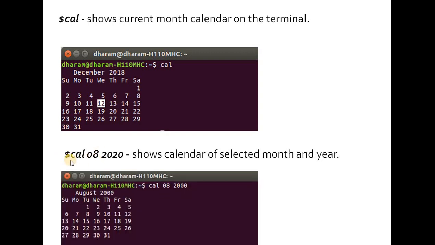Second example, cal, and here I have specified two arguments, month and year. So it will show the calendar of the selected month and year. So cal at the bash prompt 08 2000. So this will display the calendar for the year 2000 and month August.